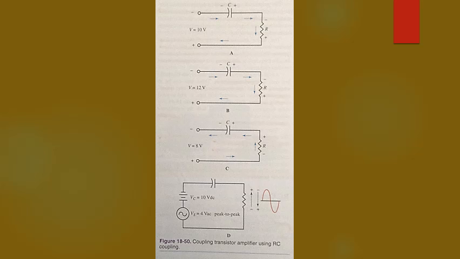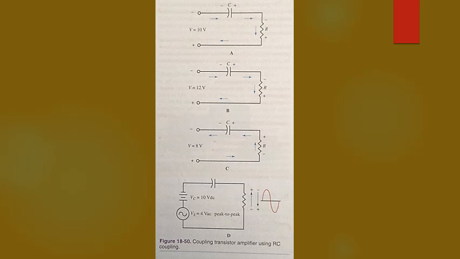RC coupling. A simple and less costly method of coupling transistor amplifier stages is to use resistor-capacitor, or RC, coupling. See figure 18-50. In part A of figure 18-50, a capacitor C charges to 10 volts. Only during the charging of C will a current cause a voltage across R. After C is charged, VC will equal 10 volts and VR will equal 0.